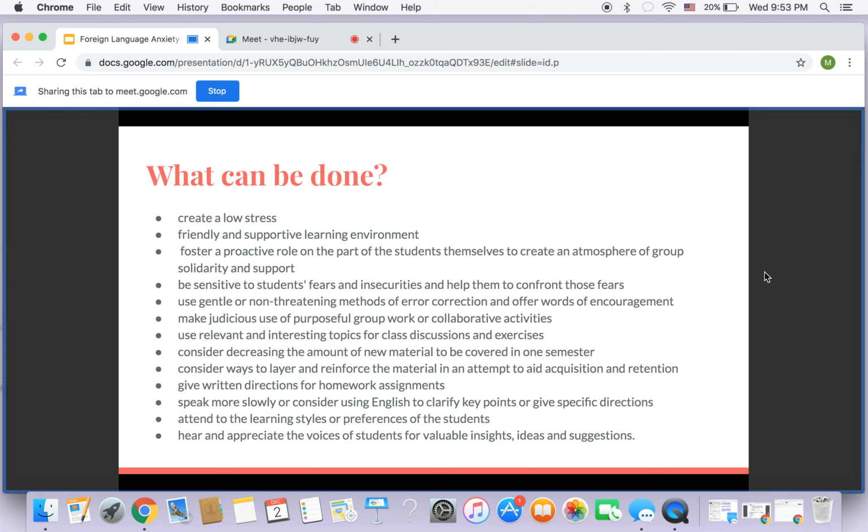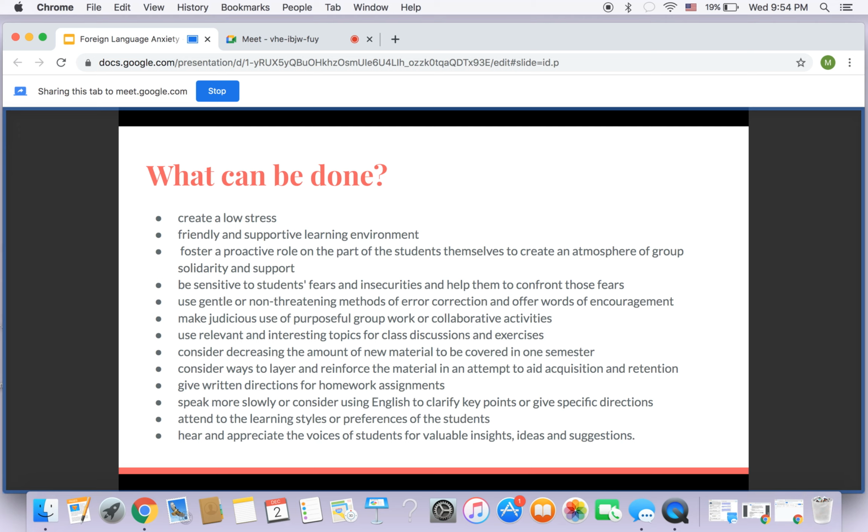Providing students with positive reinforcement and creating a relaxed classroom environment is also really important. Helping students that have a mental block towards language learning by providing them with out of class individual assistance, and hear and appreciate the voices of the students for valuable insights, ideas, and suggestions.